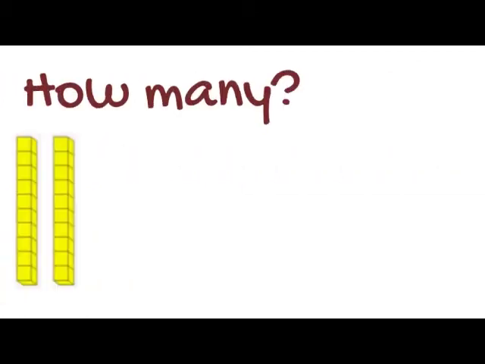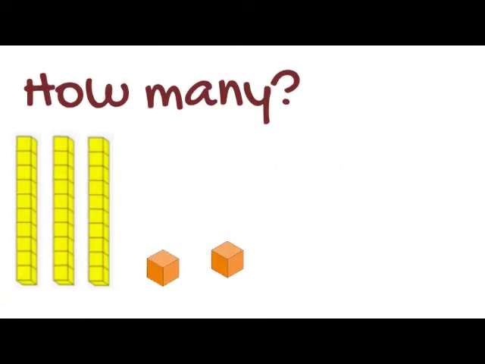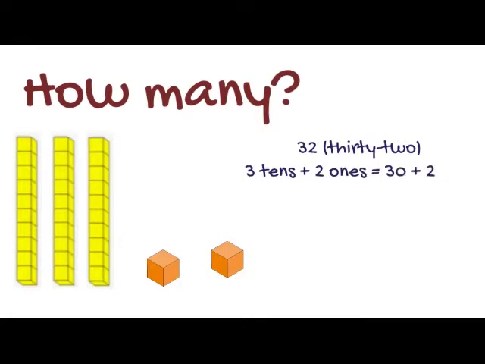So you can see three blocks and 2 cubes. So tell me how much is it? Yes, 32. Thirty-two. 32. 3 tens plus 2 ones equals to 30 plus 2 is equal to 32. Now expanded form is correct. 30 plus 2 and 32 is the number name.